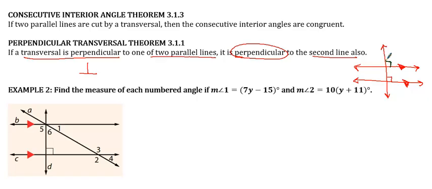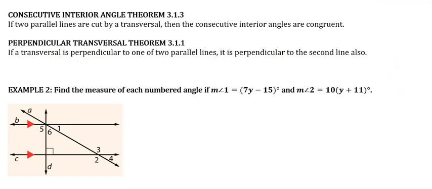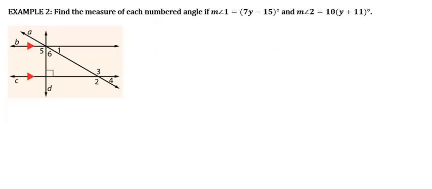Okay, let's look at example 2 then. Example 2 says, find the measure of each numbered angle if the measure of angle 1 equals 7y minus 15 degrees, and the measure of angle 2 equals 10 times the quantity y plus 11 degrees. I'm going to move this up so we have more working space, because I like to label things, and it's a good habit. I want you all to learn to do that as well.